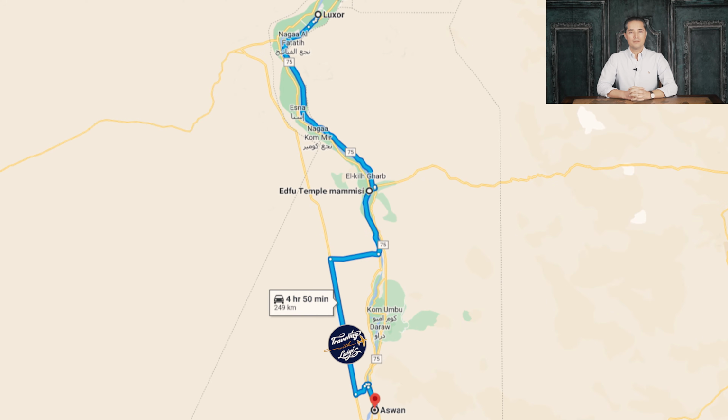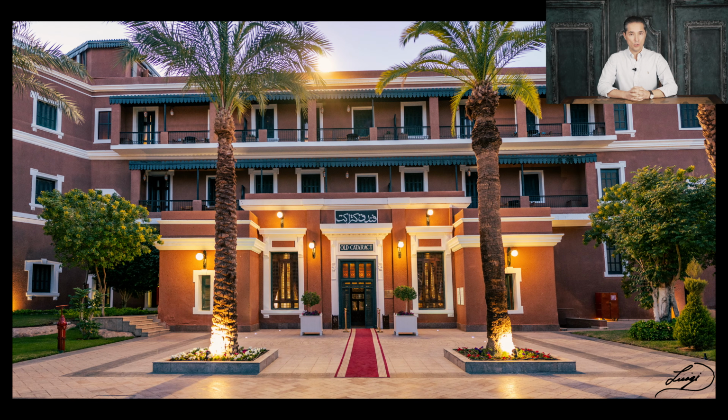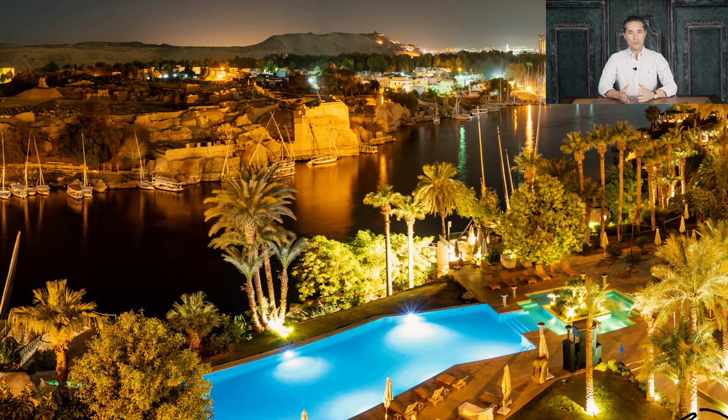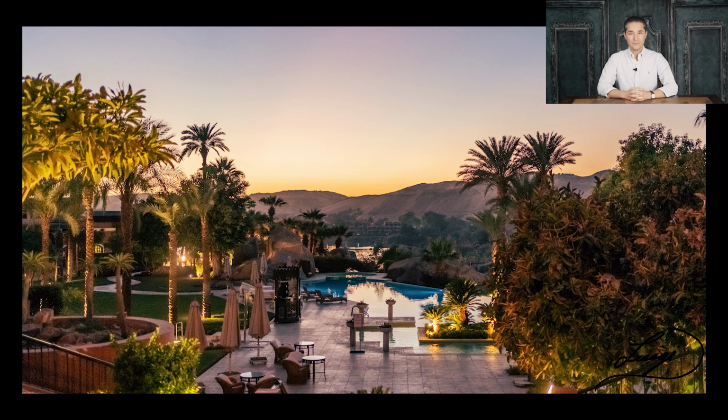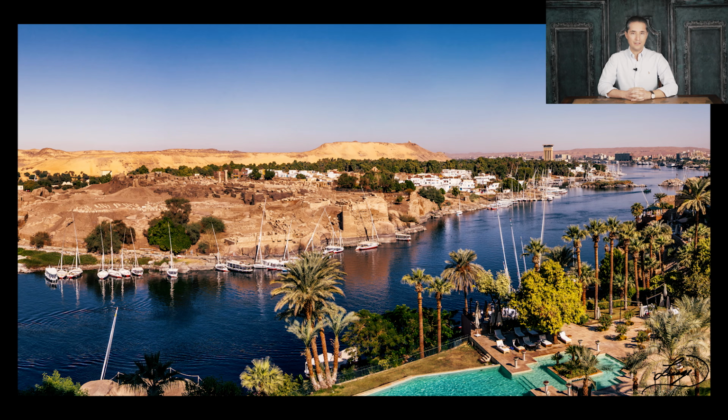And over here we recommend 100% to stay in the Old Cataract Hotel. This is the hotel where actually Agatha Christie wrote Death on the Nile. And the views are just breathtaking, not only during the day but also at night, as you can see here. The sunsets are amazing. It's a beautiful place, a historical hotel, very, very nice to stay there.